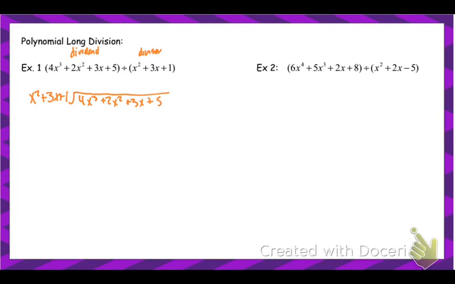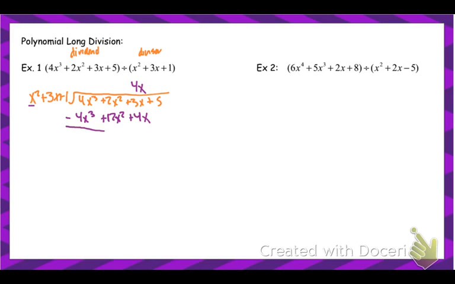Then what's a little bit different, I don't need to find something that this whole thing goes into all of this. Instead, to come up with a number that goes up here at the top, I'm just going to look at those first terms. Well, x squared times 4x would give me 4x cubed. So once I have that number at the top, I'm going to take that 4x and multiply it by everything that's over there. So 4x times x squared is 4x cubed. 4x times 3x is 12x squared. 4x times 1 is 4x.